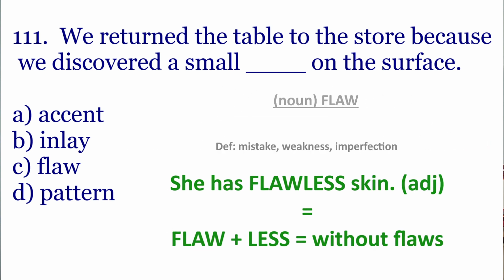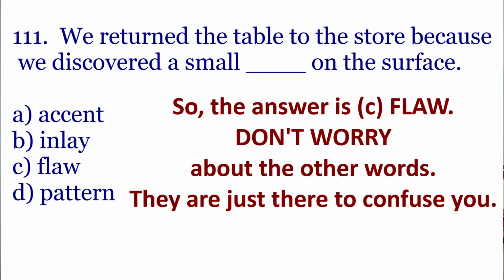Do not worry about the other words. They are just there to confuse you. You return the table. Why? There was a problem. There was a mistake. What's another word for that? Flaw.